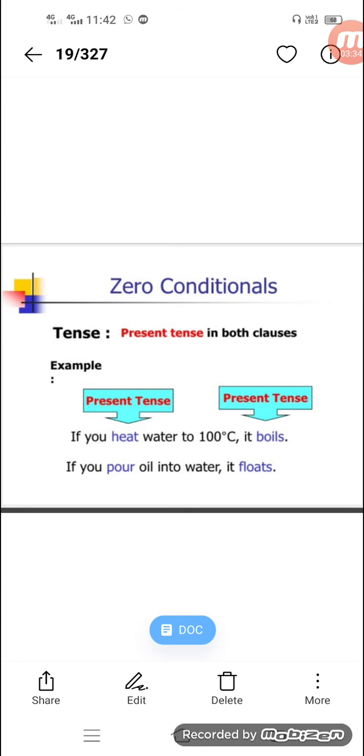If you pour oil into water, it floats. Whenever you pour some oil into water, then what happens? It simply floats. It is a general fact. There is no change in its concept. That's why we can say it in simple present tense, right?